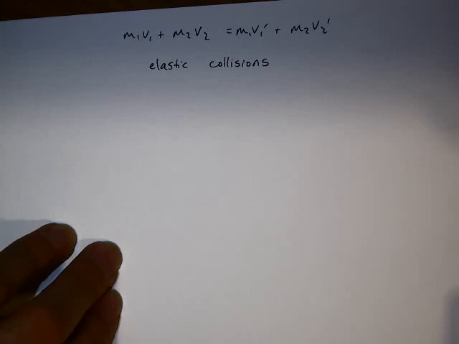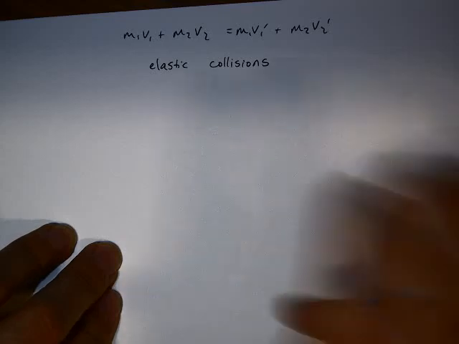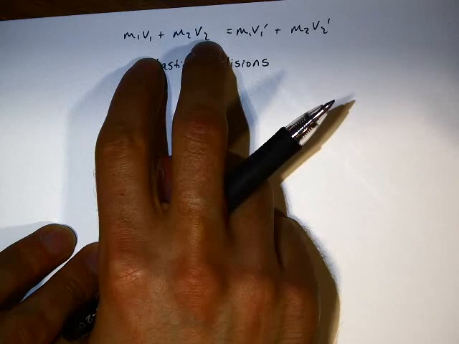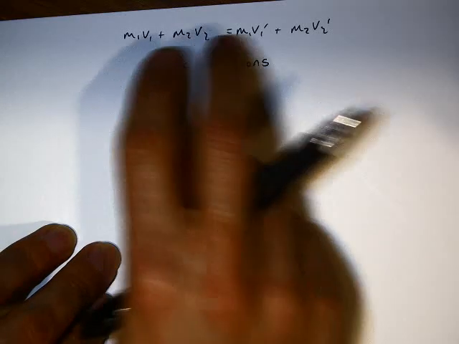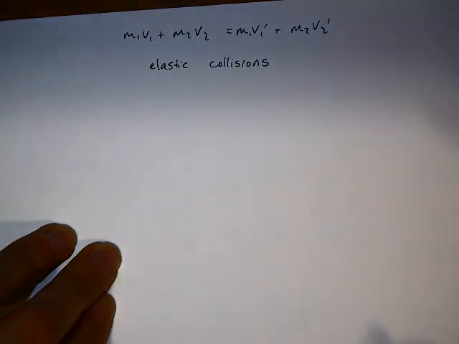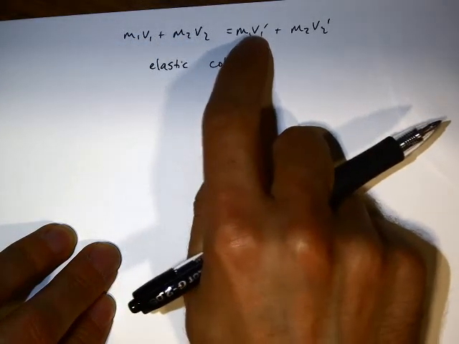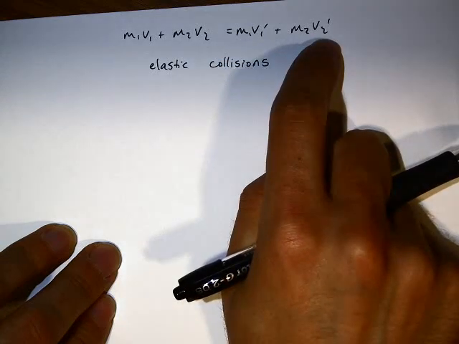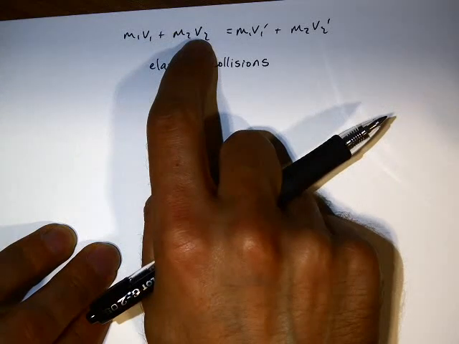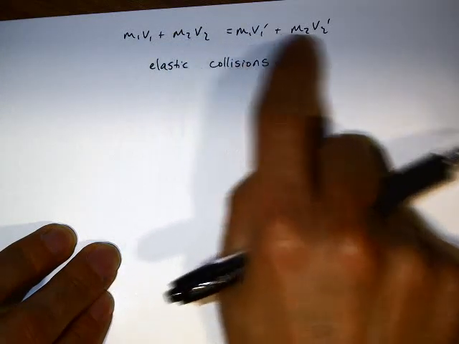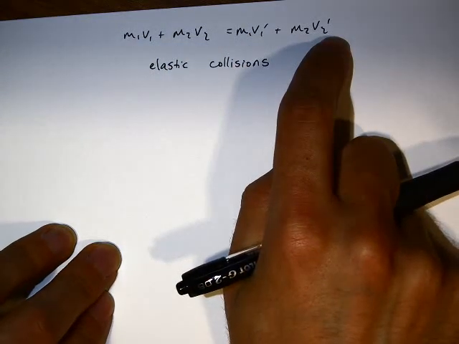And we're going to make this a little bit more challenging by starting with only the initial velocities and figuring out both of the final velocities. Whereas before, I gave you one of the final velocities and we found the last one, which was pretty easy. Now we're going to start with only the initial velocities and find both of the final velocities. Okay?